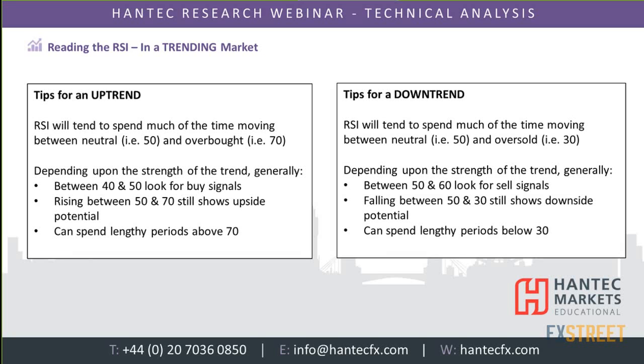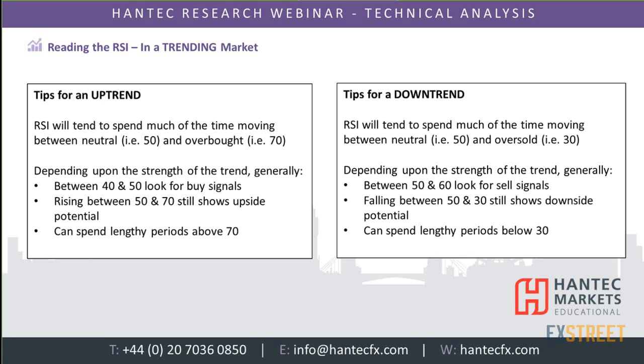In that scenario, I'm quite a cautious trader anyway, and I would generally look for buy signals in an uptrend, and I'd look for sell signals in a downtrend. I don't like to trade against the trend, so I'd be looking to trade into the corrections, and in the corrections you'd be looking for your buy signals maybe between 40 and 50 on the RSI, and also then on the rise between 50 and 70 on the RSI.